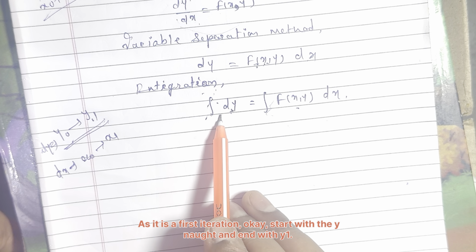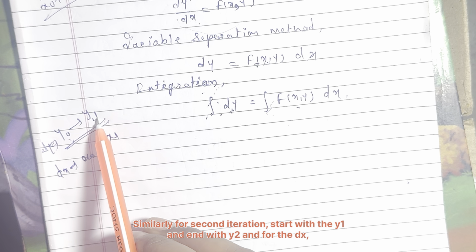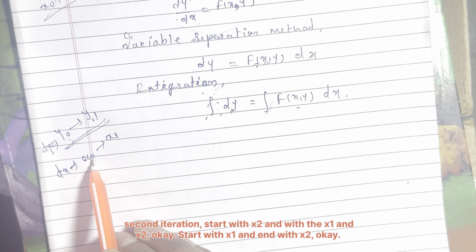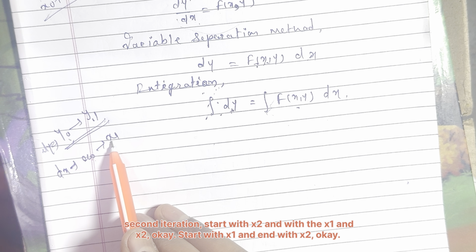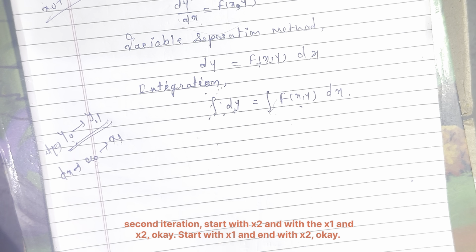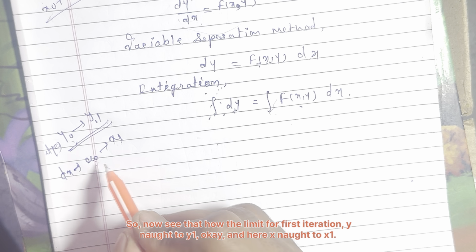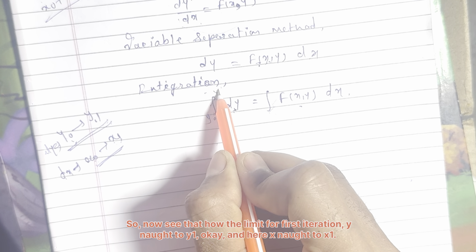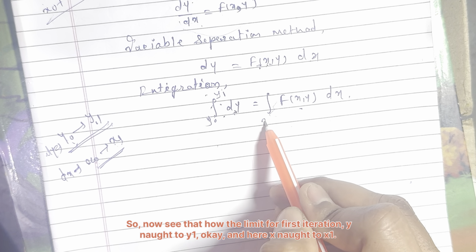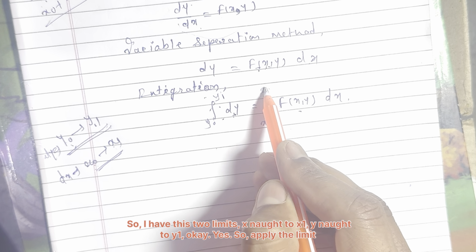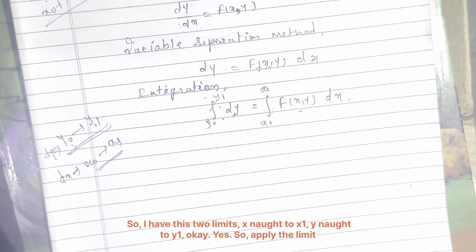Start with y0, end with y1. Similarly for the second iteration, start with y1, end with y2, and for the dx second iteration, start with x1, end with x2. So now see that I have the limit for the first iteration y0 to y1, and here x0 to x1. So I have these two limits, x0 to x1, y0 to y1.